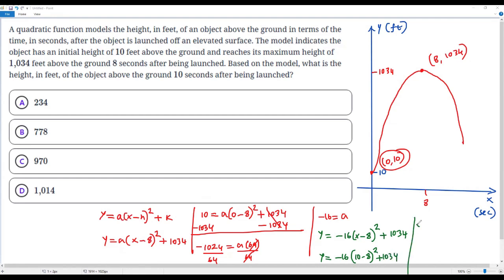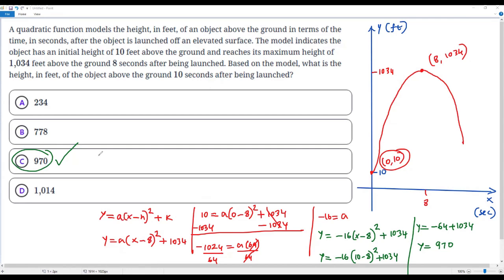Now let me do some simplification. 10 minus 8 is 2. The value of 2 squared is 4. 4 times negative 16 is negative 64, plus 1034. When I combine this negative value and positive value, I get 970. That is, at time 10 seconds, the height reached by the object is 970 feet. We find 970 in answer choice C. The correct answer choice for this question is C.